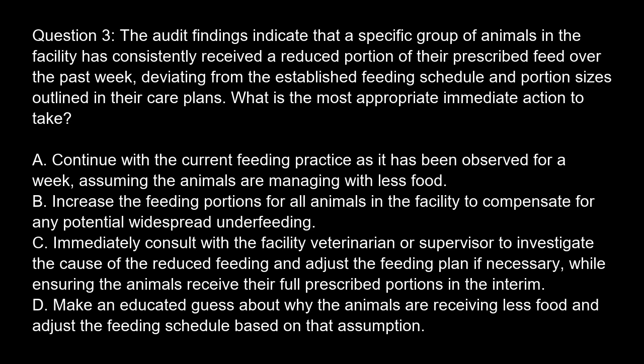Option A. Continue with the current feeding practice as it has been observed for a week, assuming the animals are managing with less food. Option B. Increase the feeding portions for all animals in the facility to compensate for any potential widespread underfeeding. Option C. Immediately consult with the facility veterinarian or supervisor to investigate the cause of the reduced feeding and adjust the feeding plan if necessary, while ensuring the animals receive their full prescribed portions in the interim. Option D. Make an educated guess about why the animals are receiving less food and adjust the feeding schedule based on that assumption.